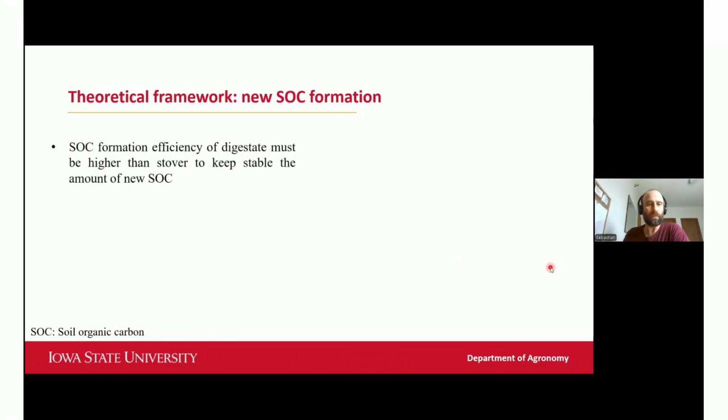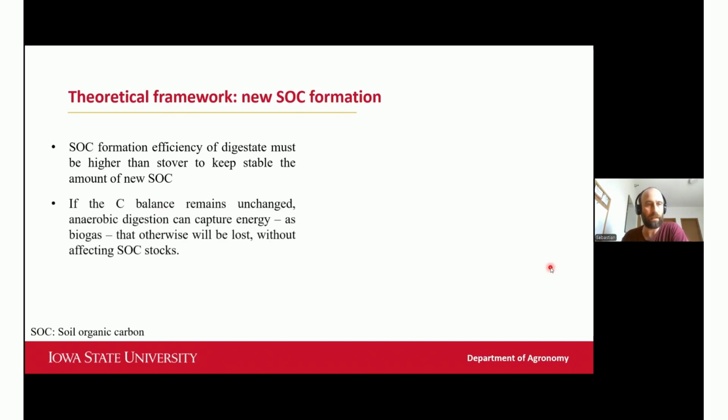So, as I said, the soil organic carbon formation efficiency of the digestate must be higher than the stubble to keep the amount of new soil organic carbon stable. If the carbon balance remains unchanged, anaerobic digestion can capture energy as biogas that otherwise would be lost, without affecting the soil organic carbon stocks. And the carbon balance can increase as the soil organic carbon formation efficiency of the digestate increases.